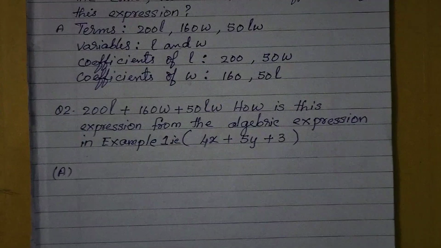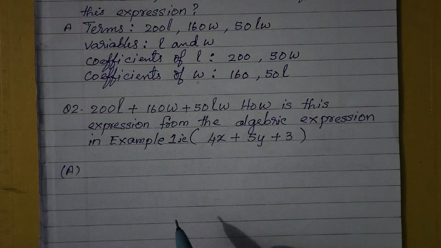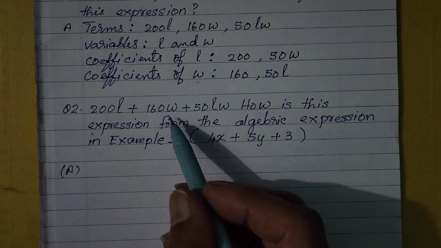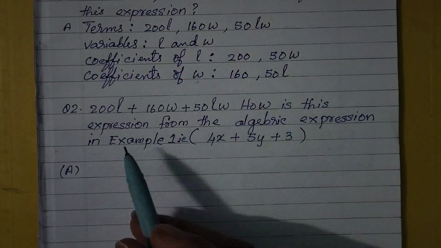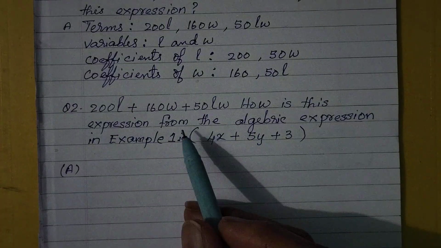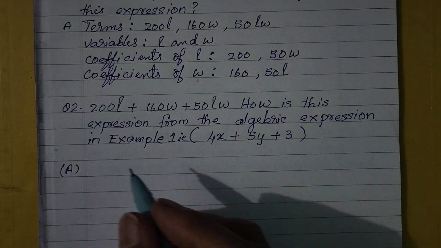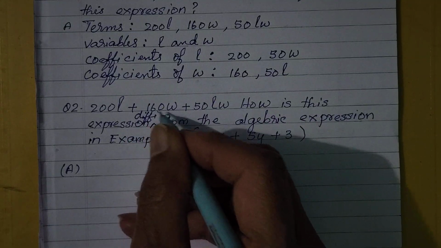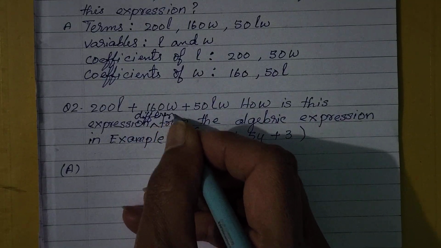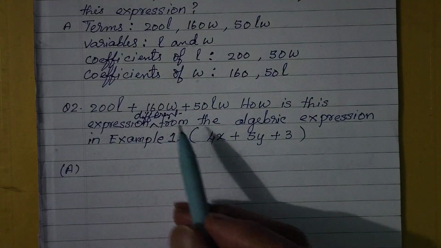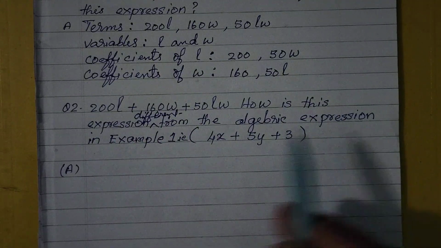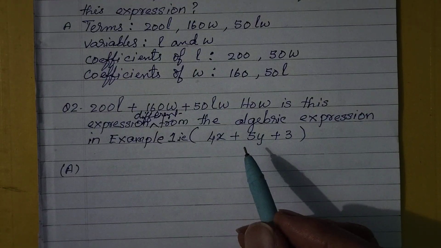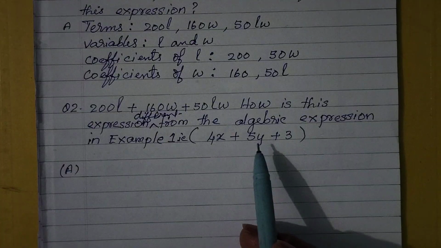The question number 2, you can see here 200L plus 160W plus 50LW. How is this expression different from the algebraic expression in example 1? That is, this is the algebraic expression in example 1. They are asking how is this different from this.